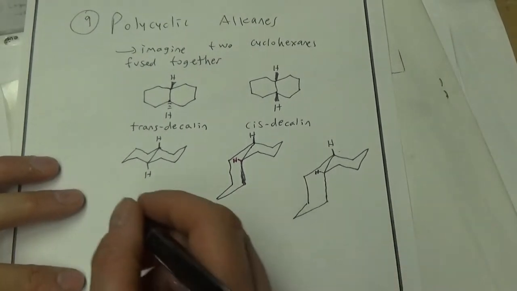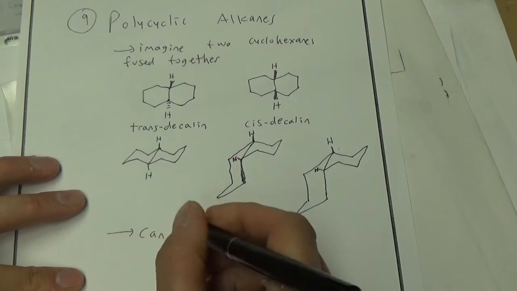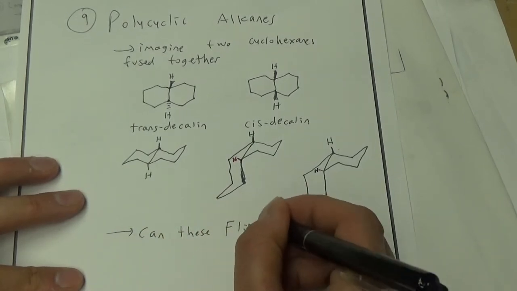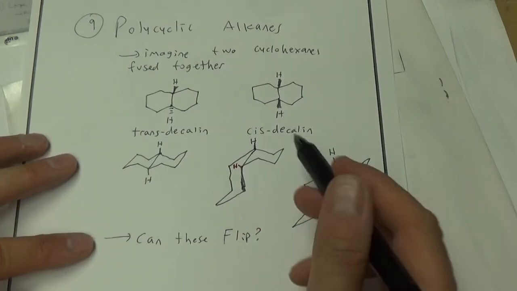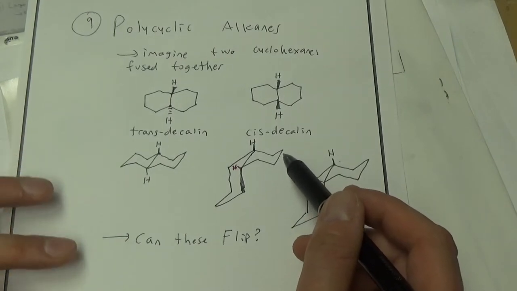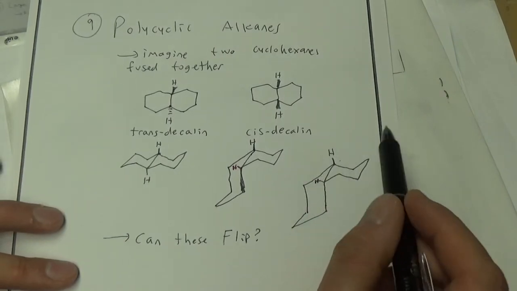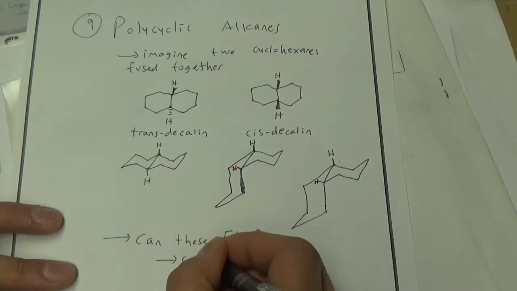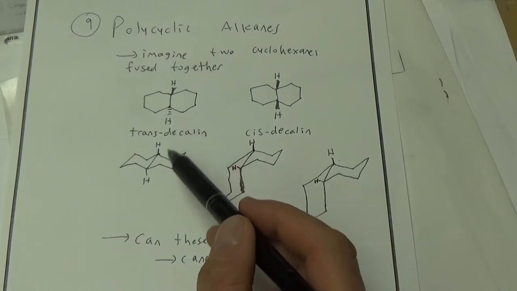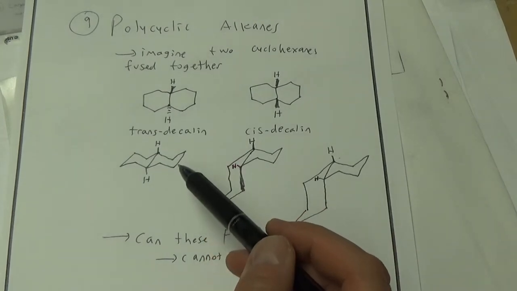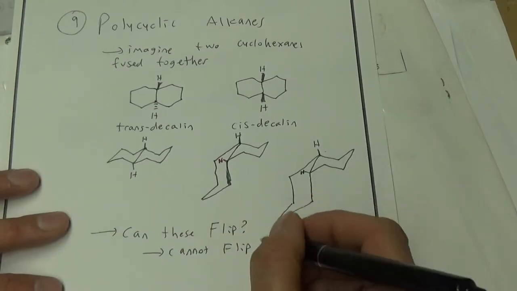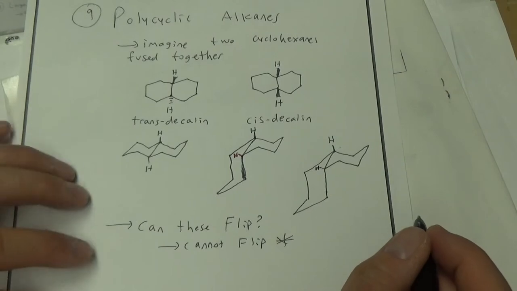Can they flip? Can these flip the way that normal cyclohexane can flip? The answer is no. The fusion locks it. It's locked. It cannot flip. Okay. The fusion prevents it from flipping. There's no way that this could be flipped to some other form, right? Because one ring locks the other and vice versa, okay? You cannot flip them, like the way we drew other cyclohexanes flipping.